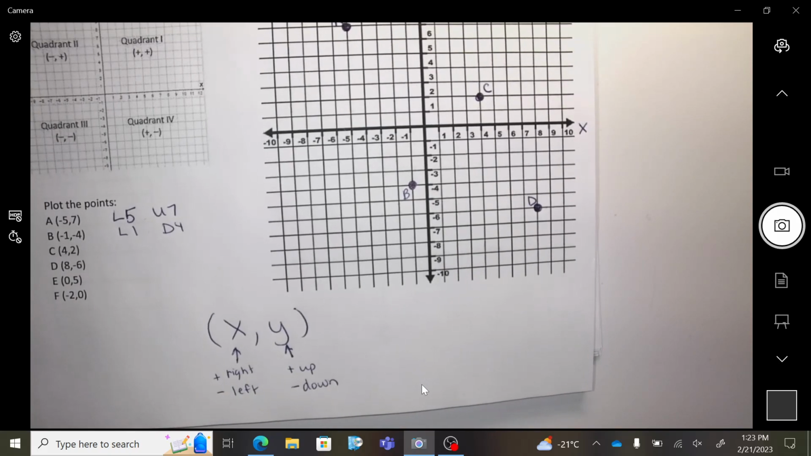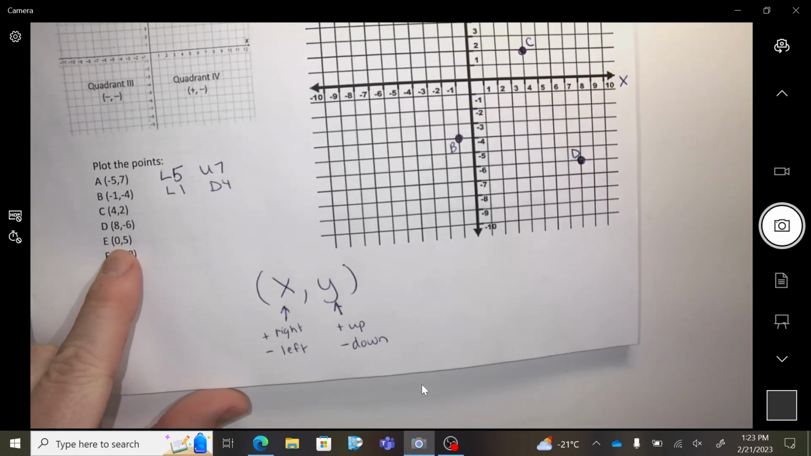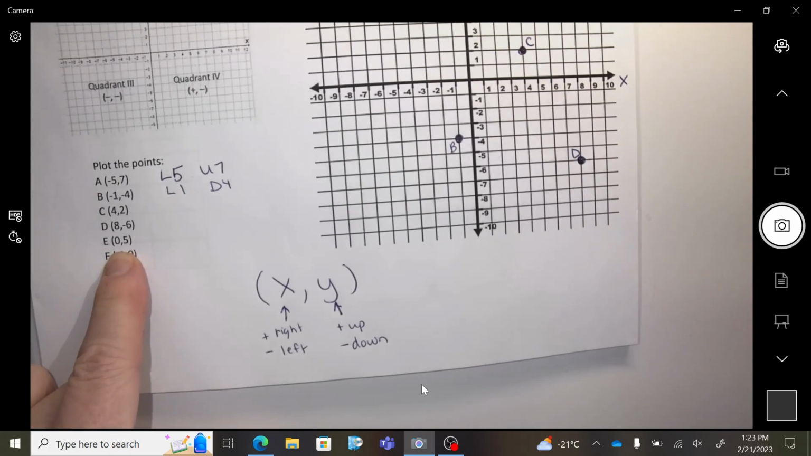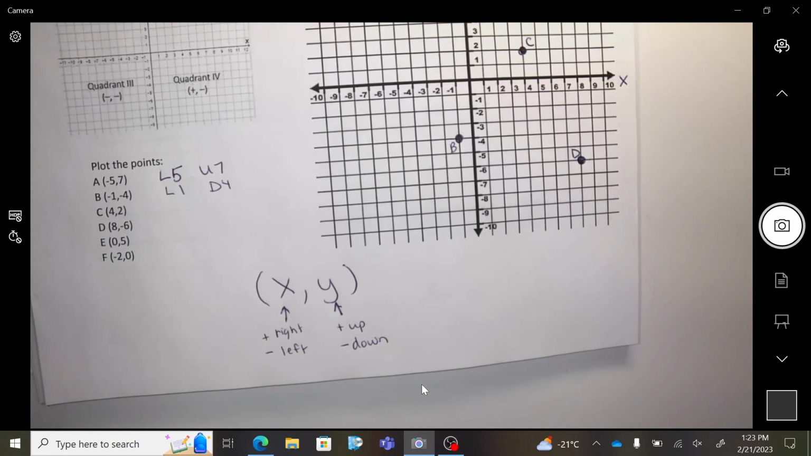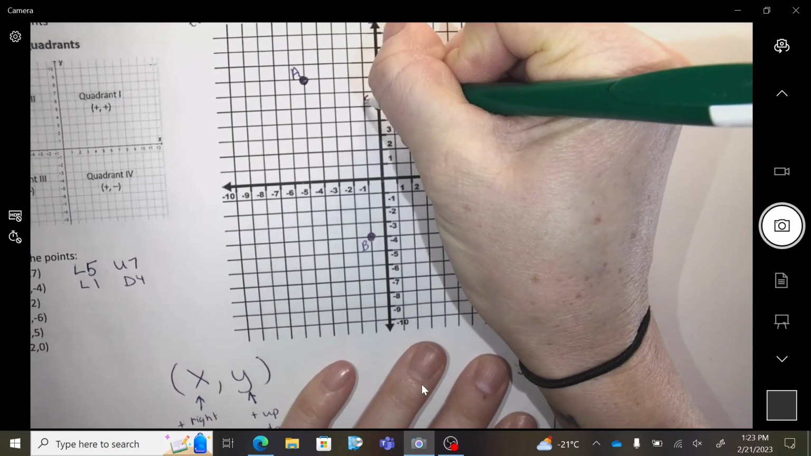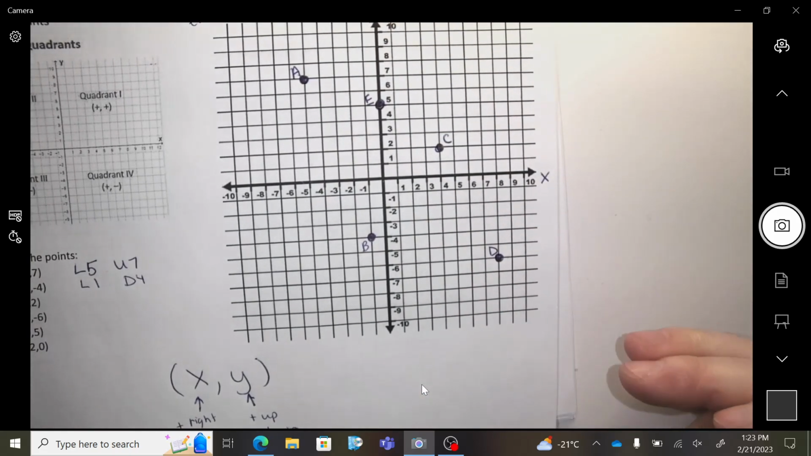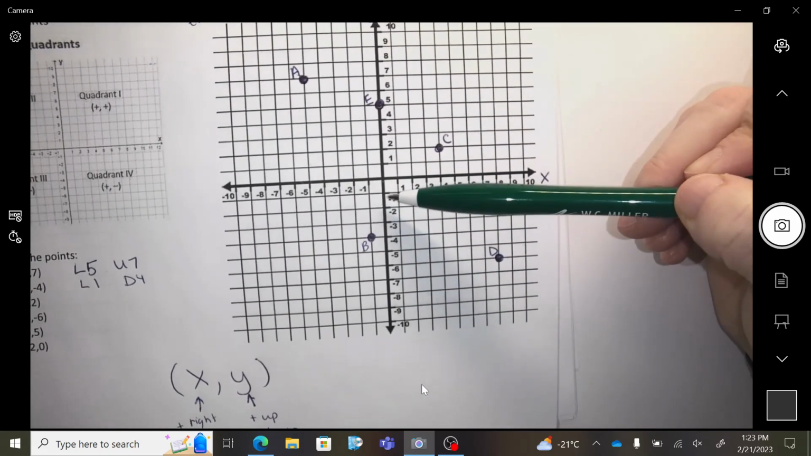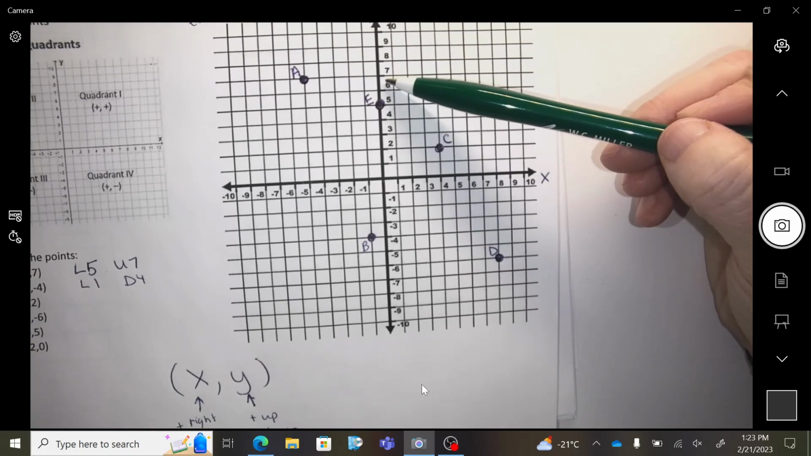Okay, E, this one's a little bit tricky. There's a 0 in it. So 0 what? 0, comma 5. So what do I do if I have a 0 here? What does that really tell me? It's on the line. I'm not going to move left or right at all. I'm just going to go straight up 5. That's all I'm going to do. So where would it be? It is on the y-axis, right on the axis. You didn't have to move left or right at all. You just had to move up 5.